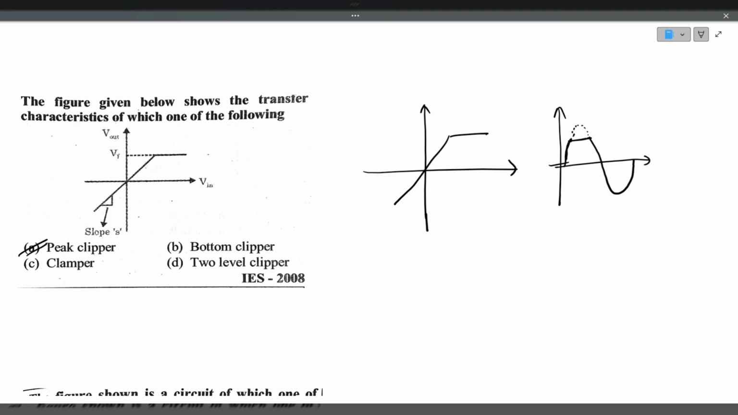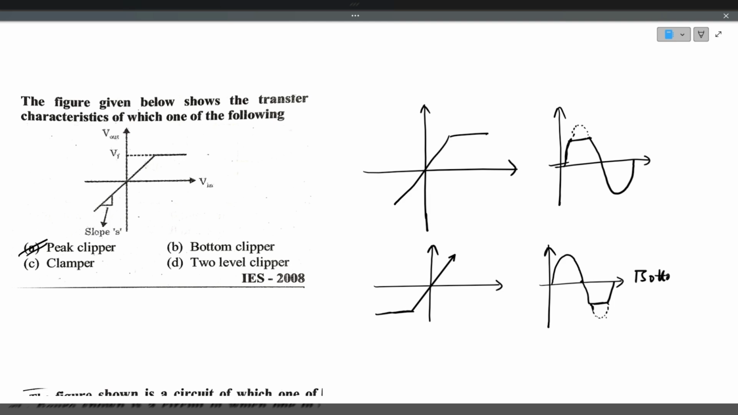He has also given option B as bottom clipper. How does the bottom clipper transfer characteristic look? I'll draw that also. Bottom clipper means the bottom portion should be clipped off. So here it should remain constant. It should look like this. So now the output voltage is like this. The positive cycle will remain fully and the negative cycle will be clipped off. This portion will be clipped off. This is called bottom clipper. Okay. In the examination, he may ask you the match of following also. This is peak clipper.